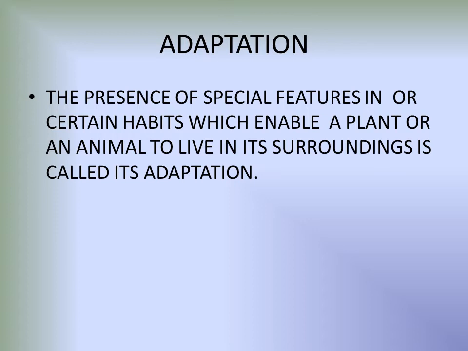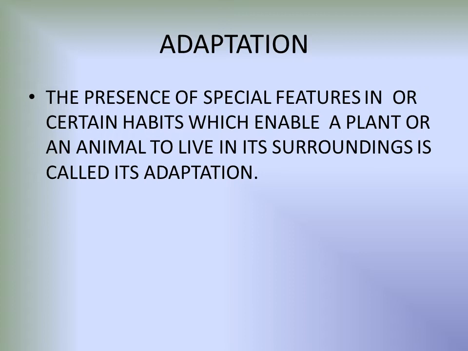There are different kinds of habitats. Then comes adaptations. What do we mean by adaptations? It is a special feature in certain habitats that enables a plant or an animal, that means an organism, to live in its surroundings. They have some specialized features which help them adapt to certain conditions, because on our earth all places don't have the same climate, environmental features, as well as other abiotic components.